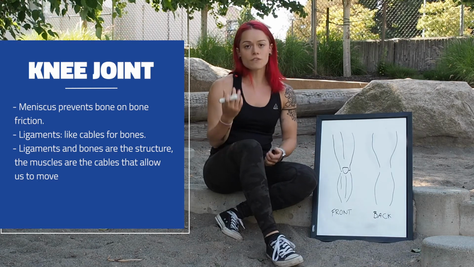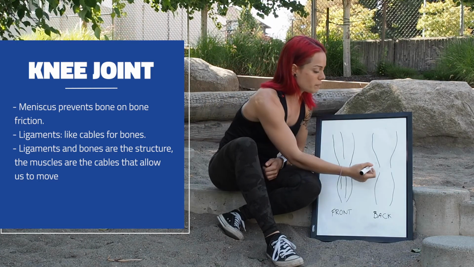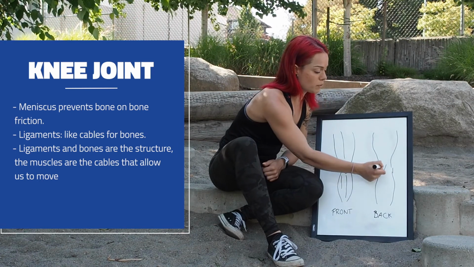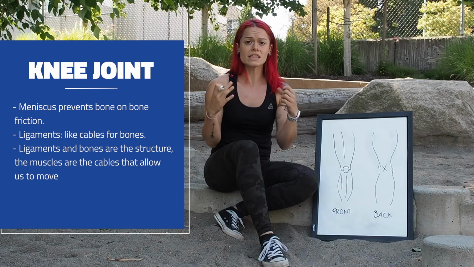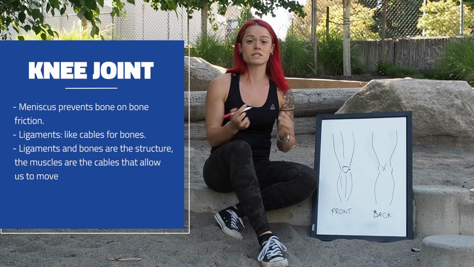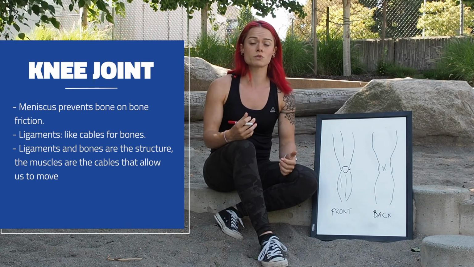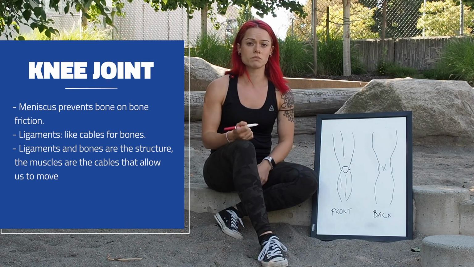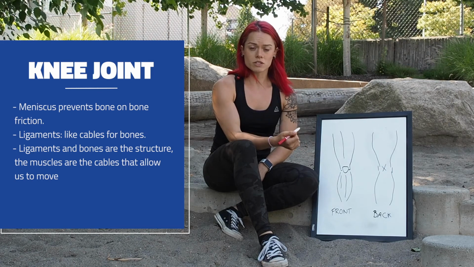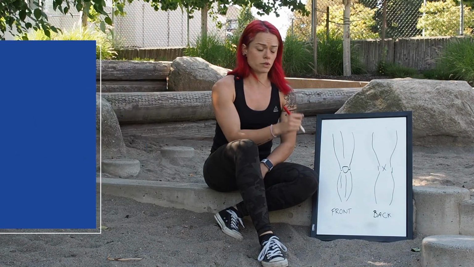We have more than 4 ligaments, but the 4 main ligaments are going to be our medial, lateral, anterior cruciate ligament, and posterior cruciate ligament. These keep the bones held together. On top of that, we also have muscular tissue. Muscular tissue is what allows that knee joint to actually move. While the ligaments and bones are the structure, the muscles are actually our cables that allow us to move.